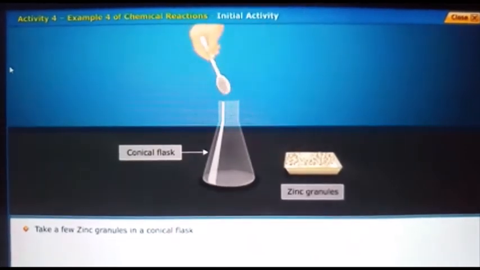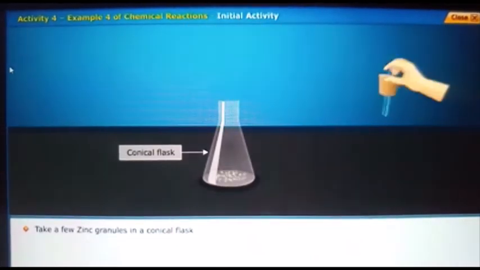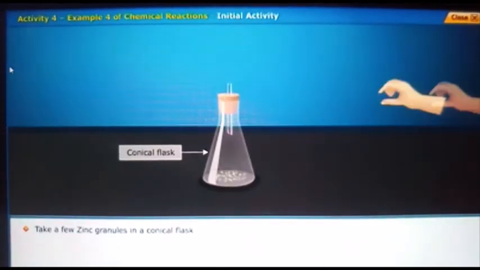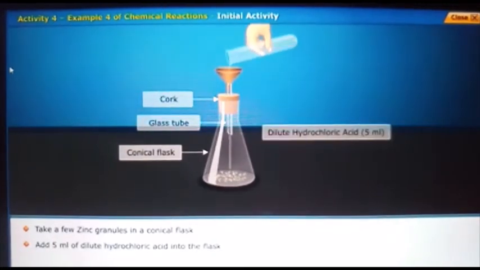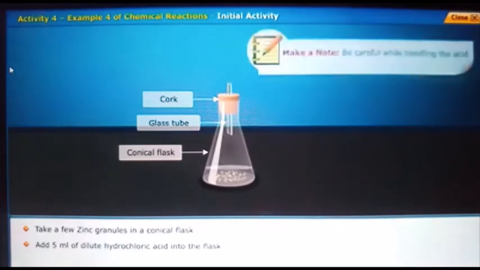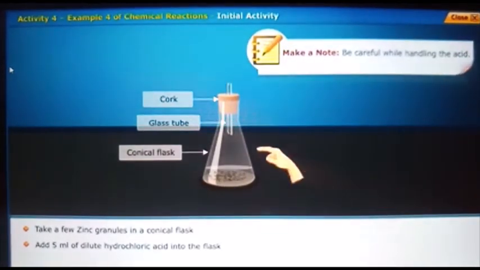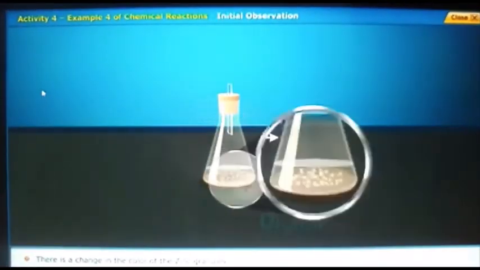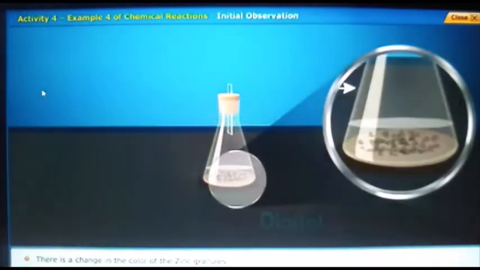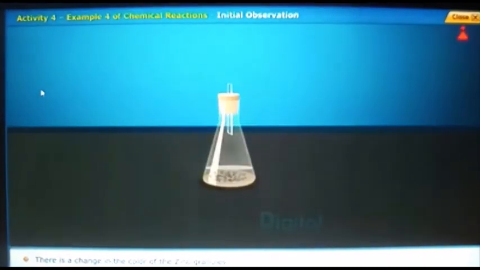Example 4 of chemical reaction, test of hydrogen gas. Take a few zinc granules in a conical flask. Add 5 ml of dilute hydrochloric acid into the flask. Be careful when handling the acid. We observe there is a change in the color of zinc granules.